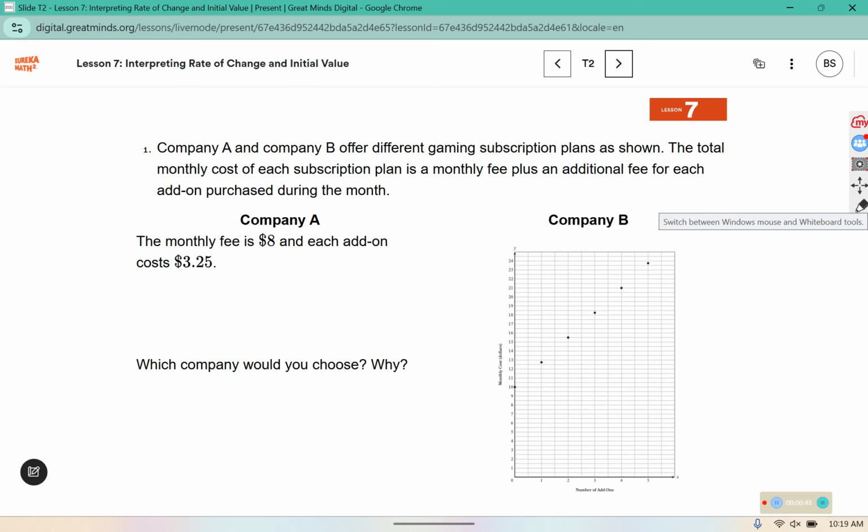Company A and Company B offer different gaming subscription plans as shown. The total monthly cost of each subscription plan is a monthly fee plus an additional fee for each add-on purchased during the month. Company A, the monthly fee is $8 and each add-on costs $3.25. Which company would you choose and why?